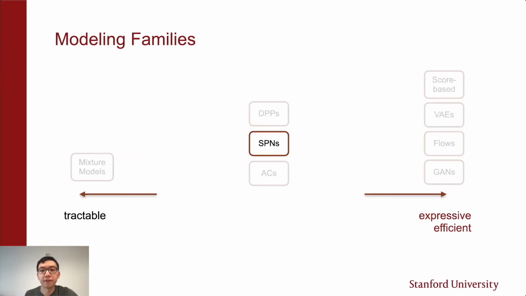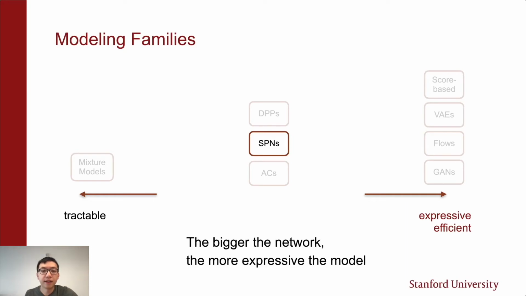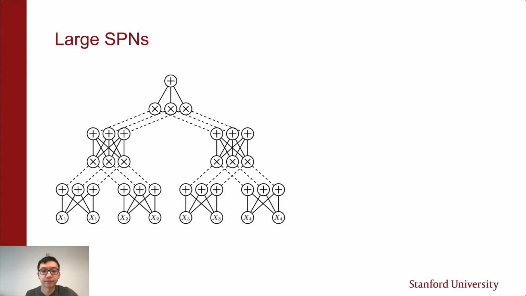So if you'll recall before, we said that sum product networks might not be as expressive efficient as neural network-based models on the right. But still, the bigger the network, the more expressive the model. So if we can train larger sum product networks, we can get a more expressive model while still supporting tractable queries for marginals and conditionals. This raises the question, how large of SPNs can we train?